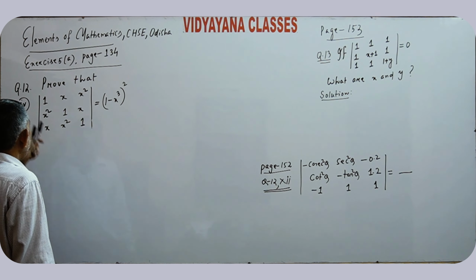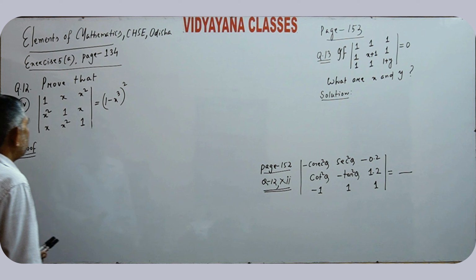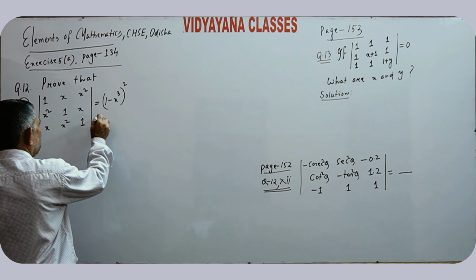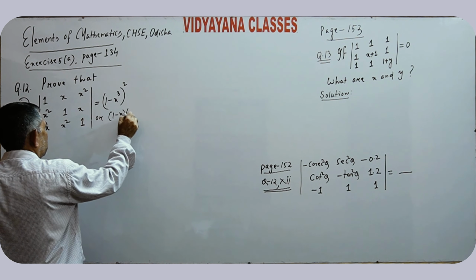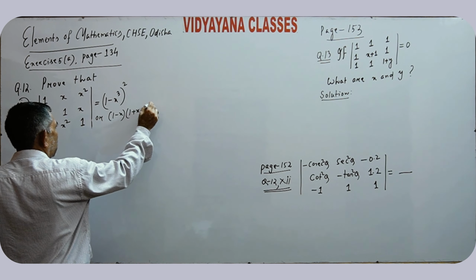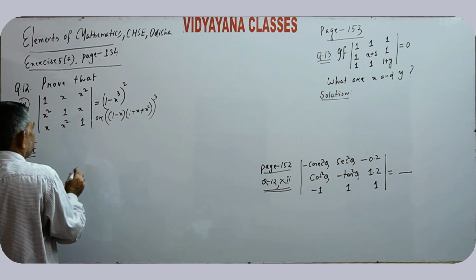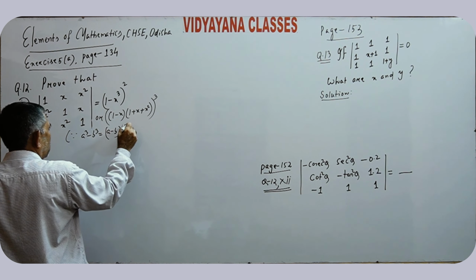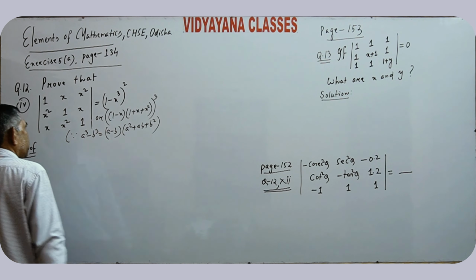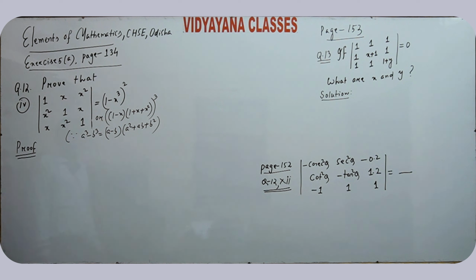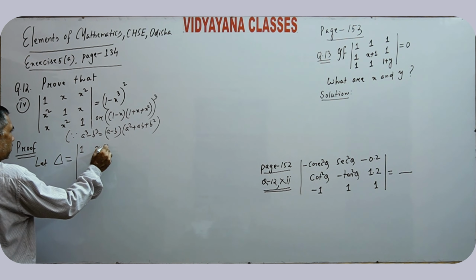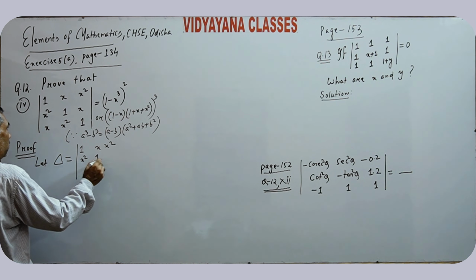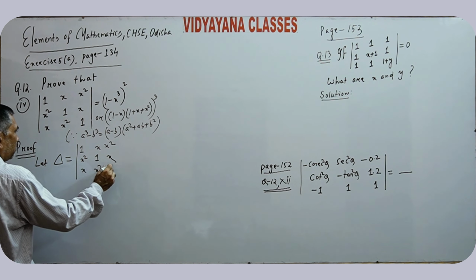Next, question number 12, fourth bit. Prove that the value of the determinant is equal to 1 minus x cube whole square, or 1 minus x into 1 plus x plus x square whole cube. Since a cube minus b cube is equal to a minus b into a square plus ab plus b square, 1 cube minus x cube. Let del be the given determinant having elements 1 x x square, x square 1 x, x x square 1.